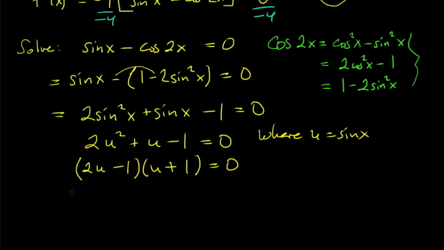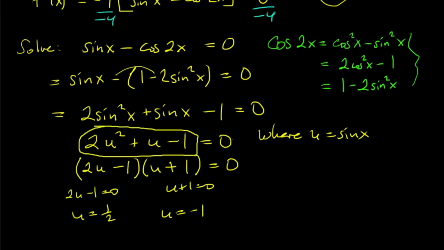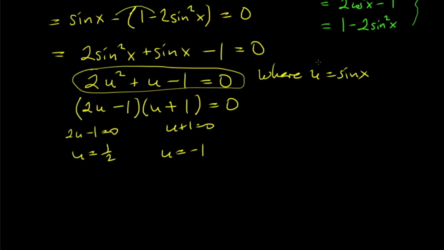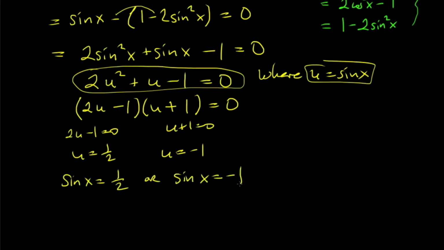So 2u minus 1 equals 0. So u could be 1/2. Or u plus 1 equals 0 gives us u equals negative 1. Okay, so those are the solutions to this equation here. But that wasn't the question. The question was to solve for x. So remember, u was just sine x. So sine of x is equal to 1/2, or sine of x is equal to negative 1.